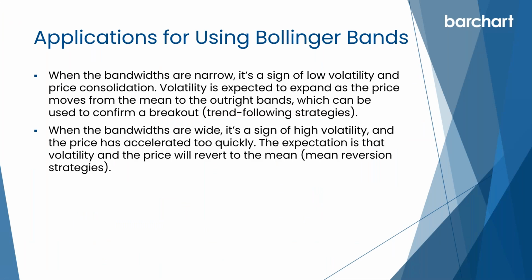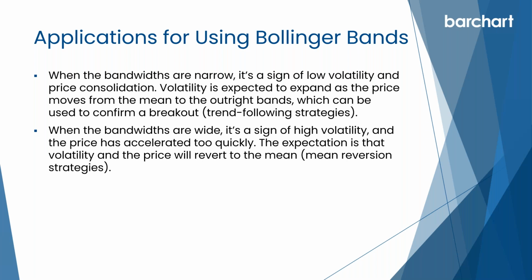So our second application that we're going to look at is when our bands are wide, and this is a sign of high volatility and that the price has accelerated too quickly. Now, the expectation is that the volatility and the price will revert to the mean, and this calls for mean reversion strategies. Mean is just another word for a moving average. But think of this in these terms. Price has stretched the bands.